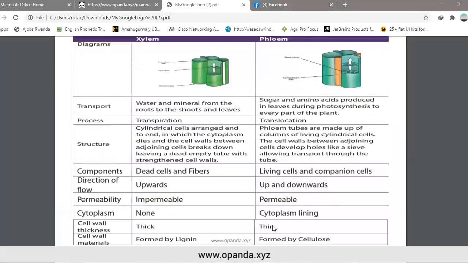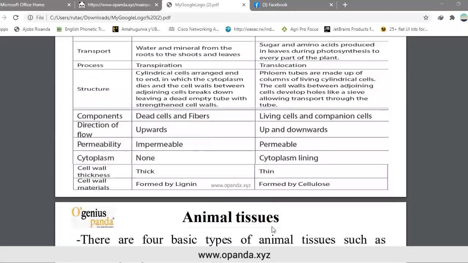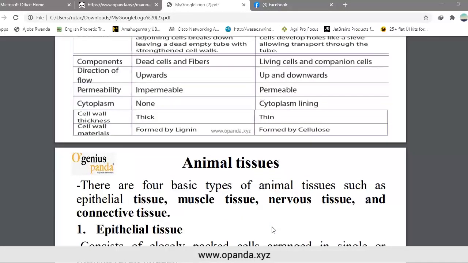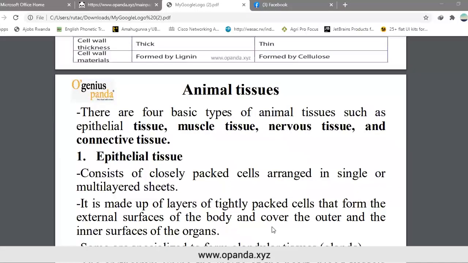All of these were about plant tissues. Now, let's have a look at animal tissues. There are 4 basic types of animal tissues, such as epithelial tissue, muscle tissue, nervous tissue, and connective tissue.